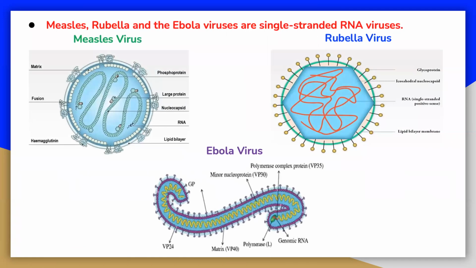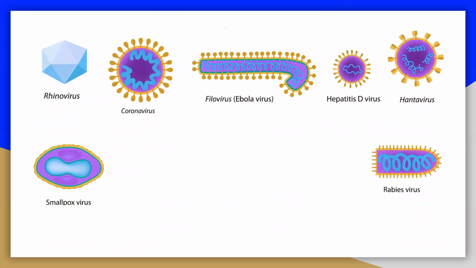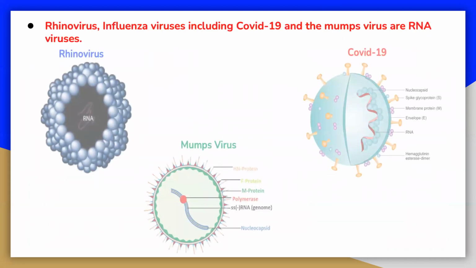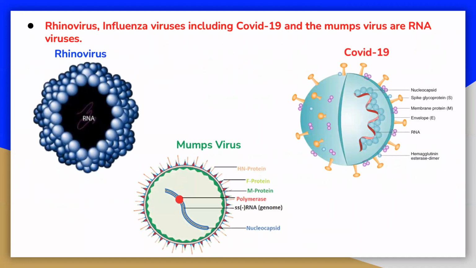Measles, Rubella, and the Ebola viruses are single-stranded RNA viruses, and these viruses exploit all known mechanisms of genetic variation to guarantee their survival. Distinctive features of RNA virus replication include high mutation rates, high yields, and short replication times. RNA viruses have astonishingly high mutation rates, up to 1,000,000 times higher than their hosts. And these high rates are correlated with enhanced virulence. Rhinovirus, influenza viruses, including COVID-19, and the mumps virus carry RNA as their genetic material.